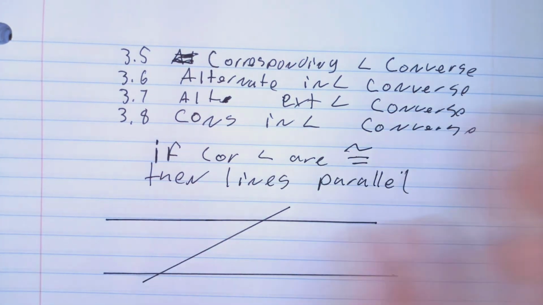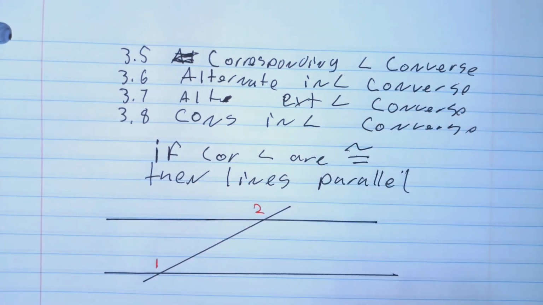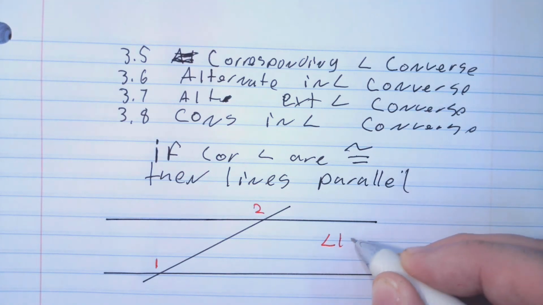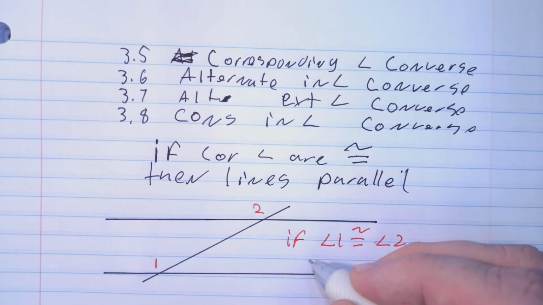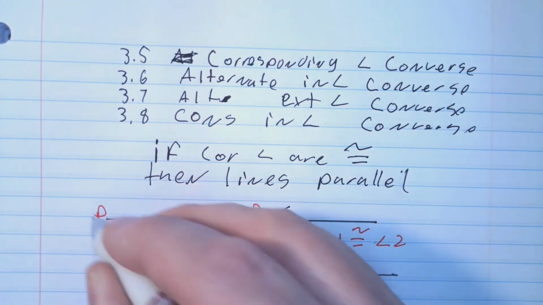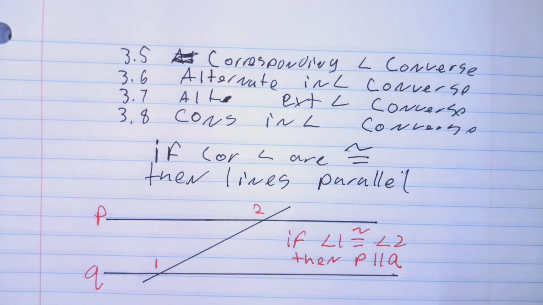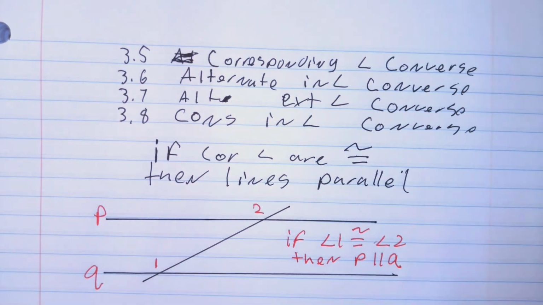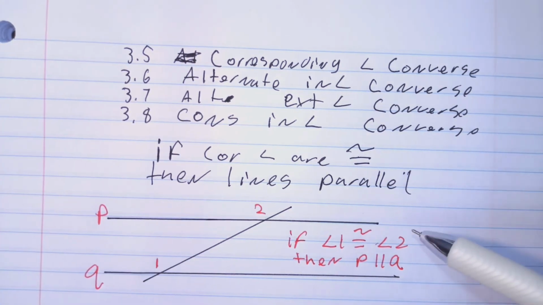Okay, so basically what we've got going on here with the corresponding one, angle 1 and angle 2. So if angle 1 is congruent to angle 2, then P is parallel to Q. Okay? It's kind of opposite what was before. Before, we started out with parallel lines, and that meant the angles were congruent. Okay? So I don't want to overly confuse you or overly take notes on this, because I think that we can do this stuff.